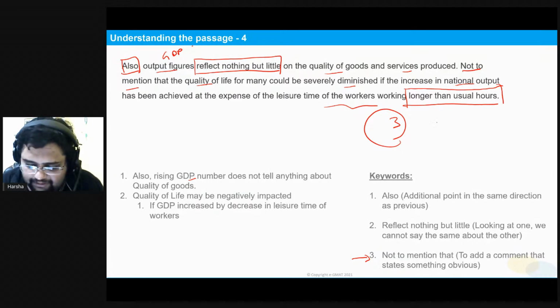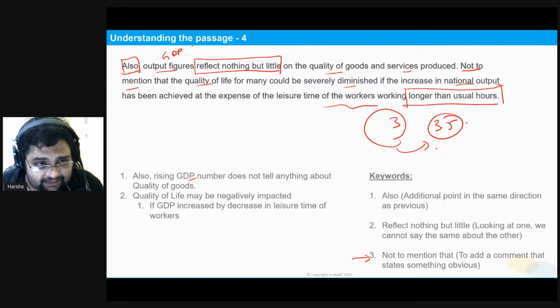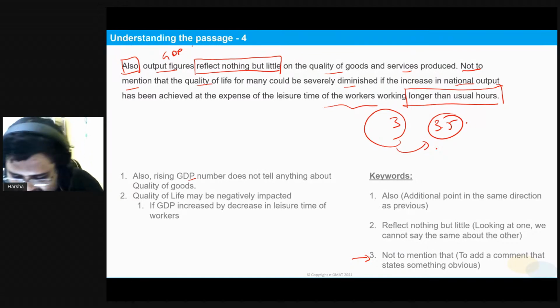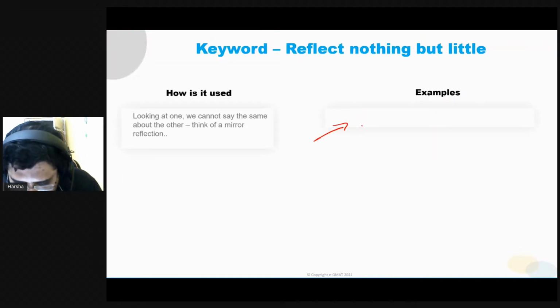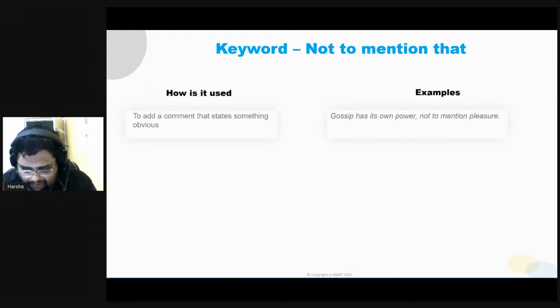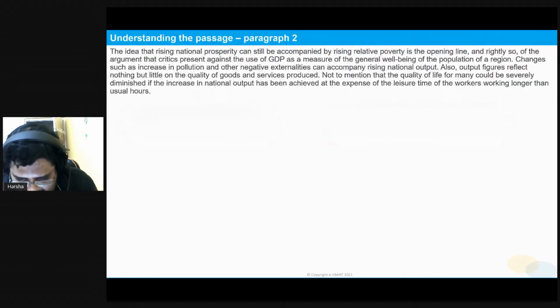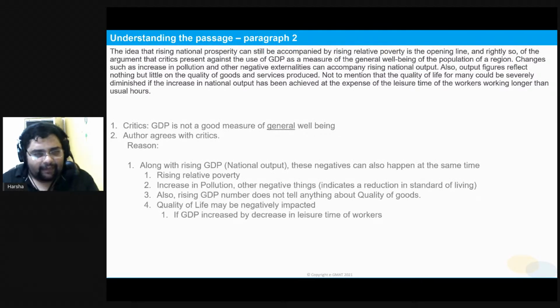Maybe now they're working 3.5 hours in a day. They're still working longer than usual, but will you say that they're working long? Mostly no. Again, comparison keyword. Keep an eye out for this. If all this is clear, then what happens in this paragraph?